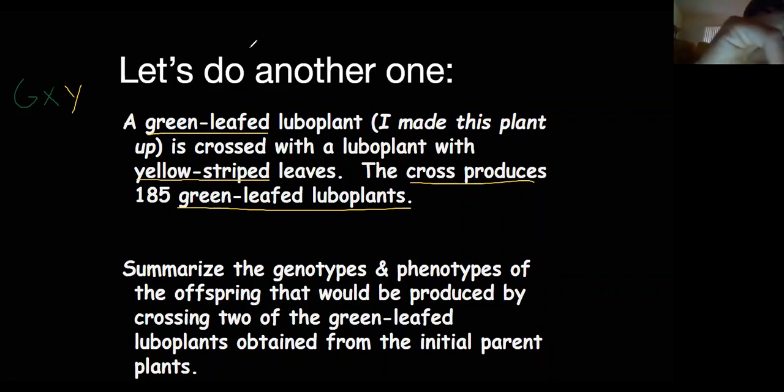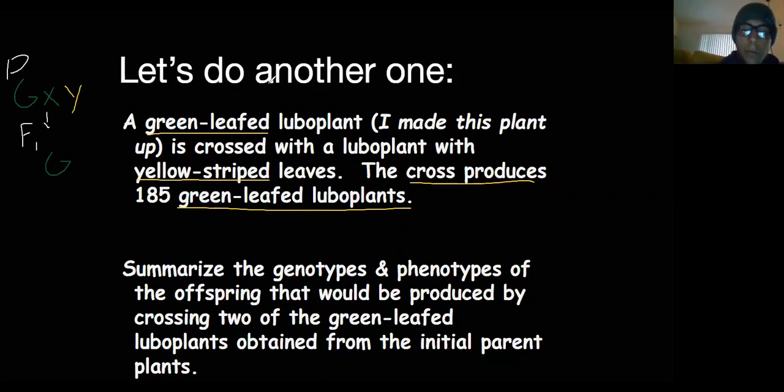And so we'll say this is our P generation. And then our F1 generation, so the one below this after we crossed, only resulted in green. Okay, so that's what we know so far.